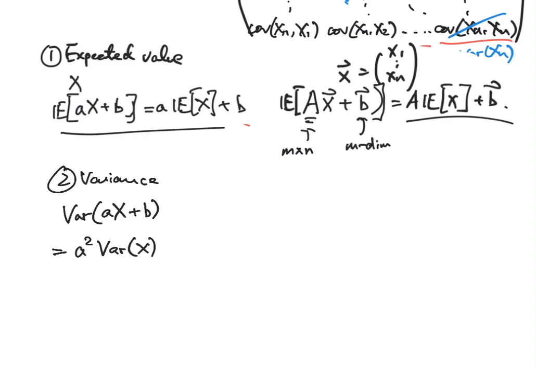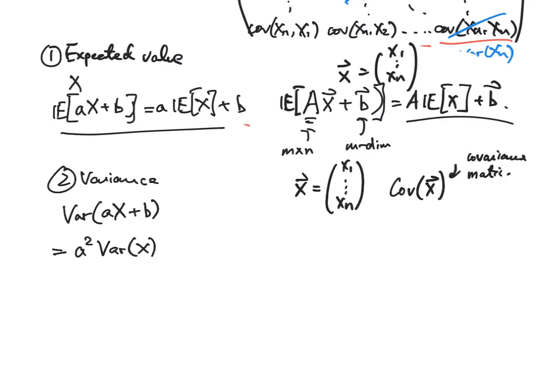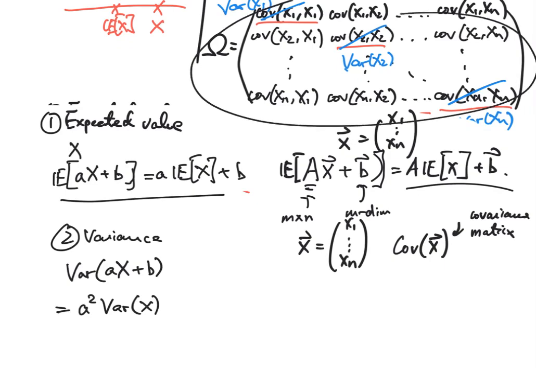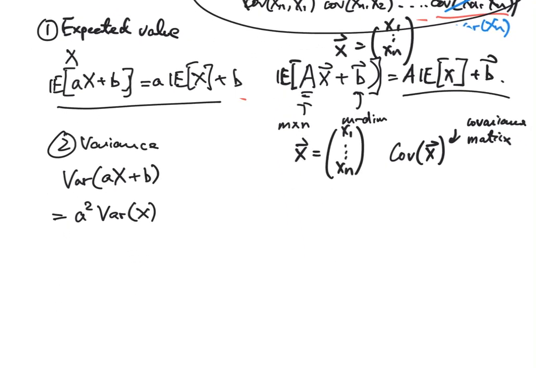Now how about the case if you have this vector of random variables? To facilitate the presentation of the formula, given this random variable s, I let the covariance of s be my covariance matrix, which is this omega. And then let's say you've got the covariance of as plus b.